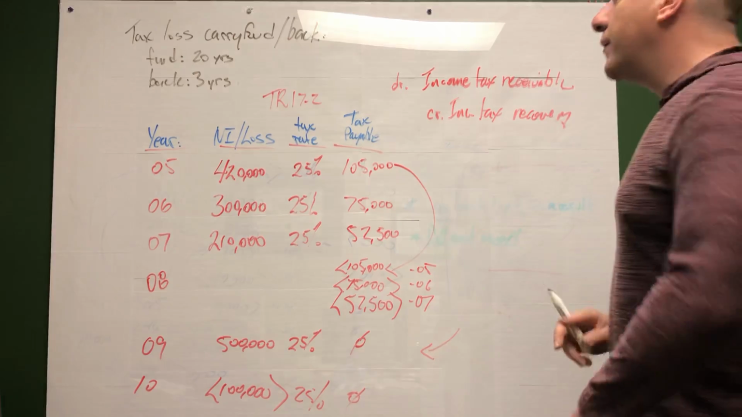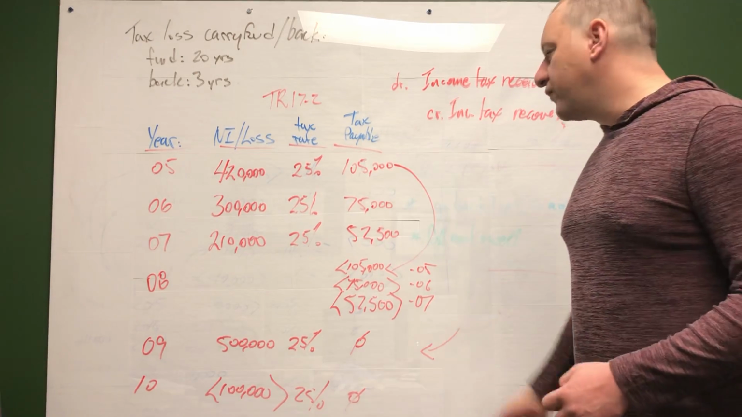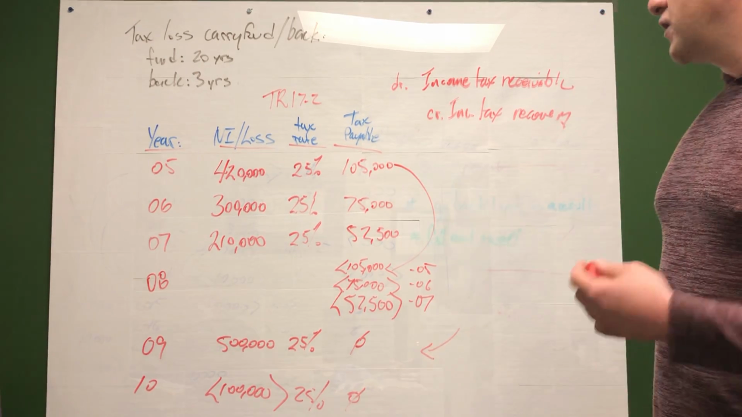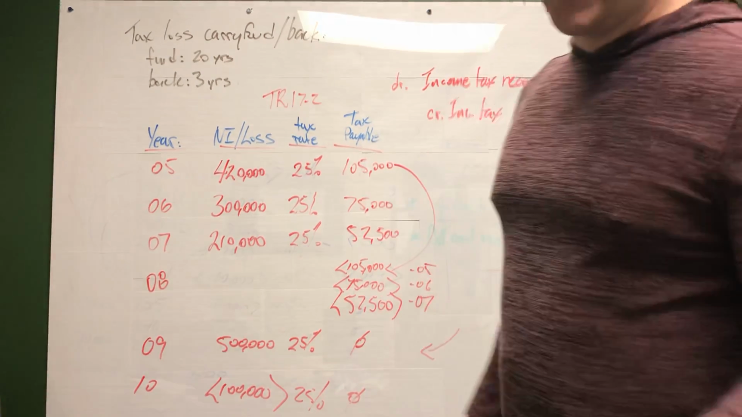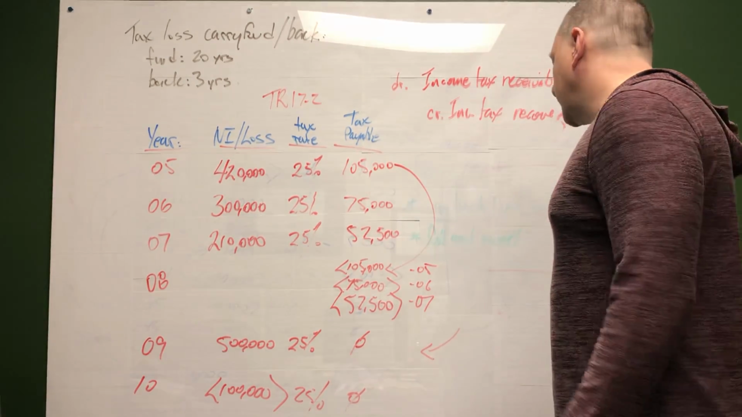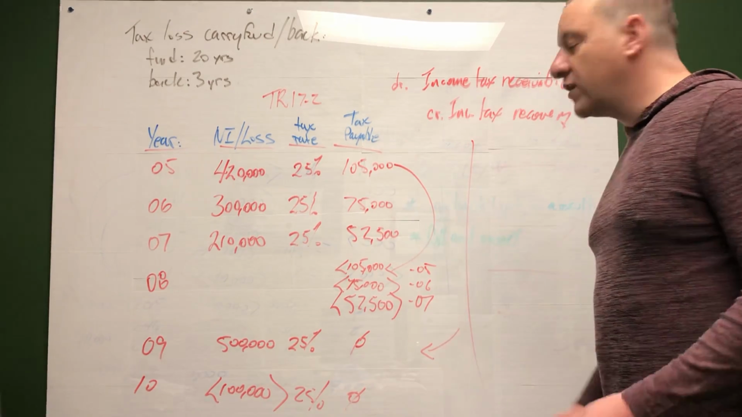Okay, so that wraps up chapter 17. Again, just a quick review of using those tax losses depends on the scenario of the company. If anyone has any questions, please let me know, and then we'll go from there.